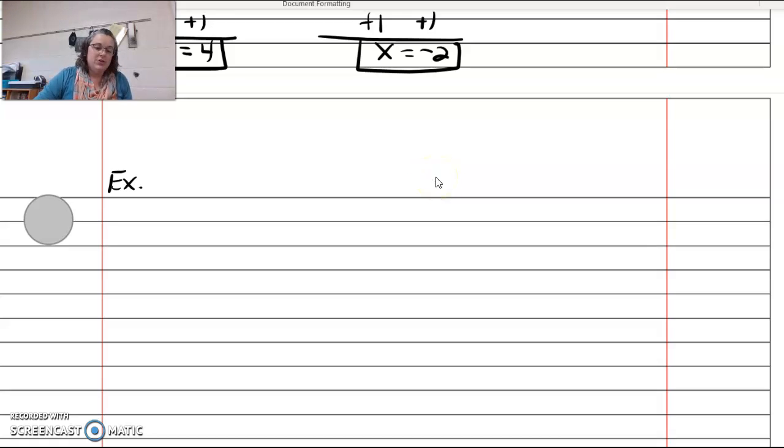Okay, let's try a number line going from -2 to 4.